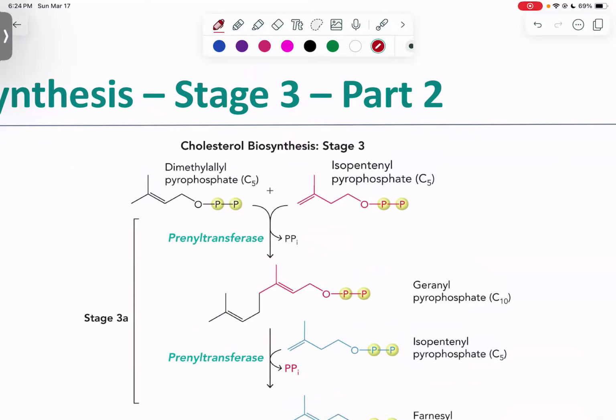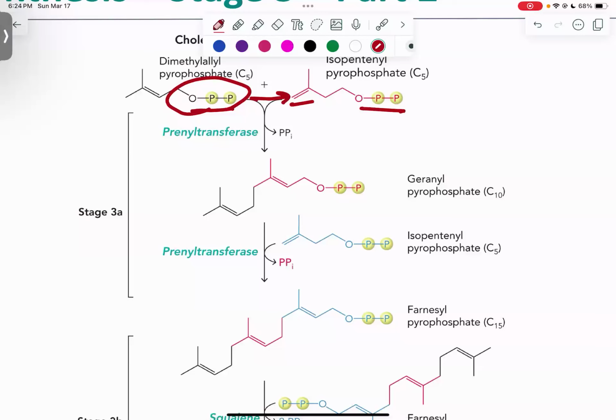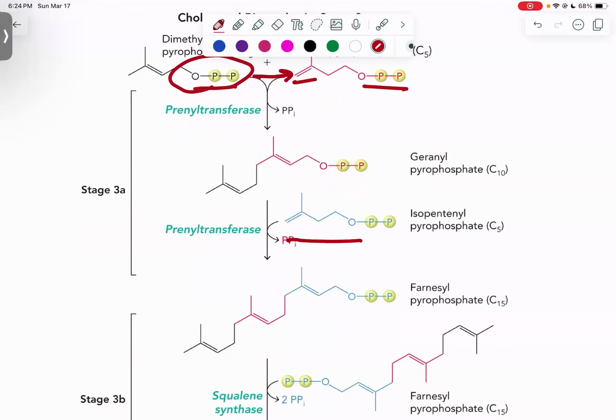So the first thing is that we're going to do a condensation reaction in what's called a head to tail orientation. So we're looking at the phosphates as being the head groups. And so what we're going to see is we'll have a head attaching to the tail portion of the other molecule. And that's why they call it just a simple head to tail condensation. So then now that we have a molecule that has 2 units attached to it, now we're going to add yet another C5. So we have another isopentenyl pyrophosphate.